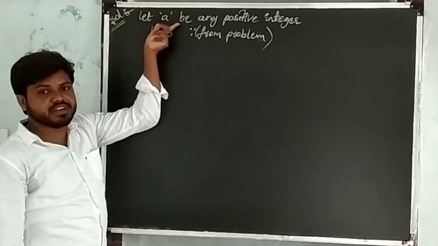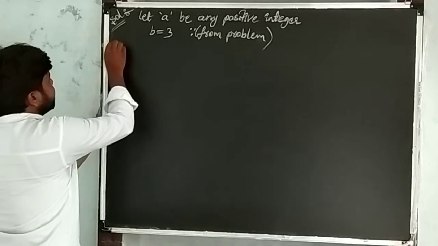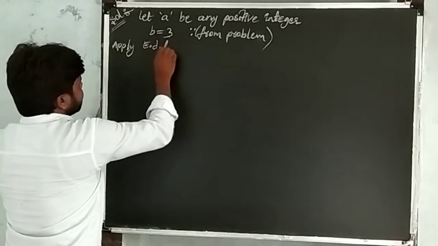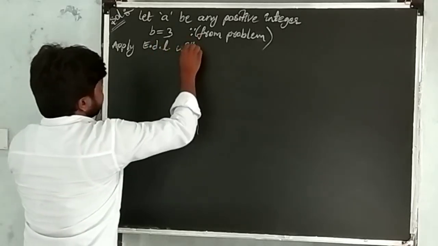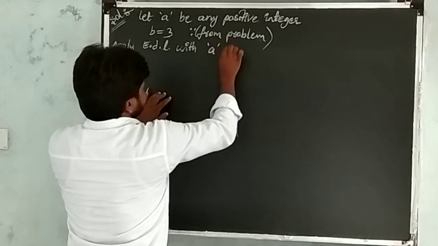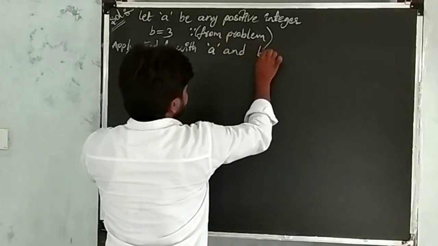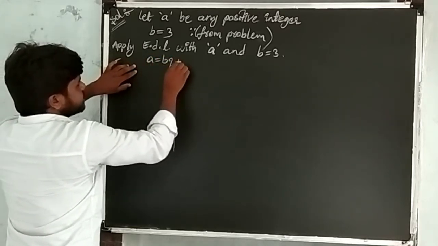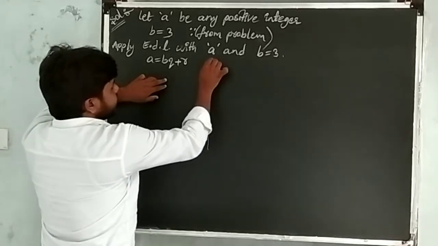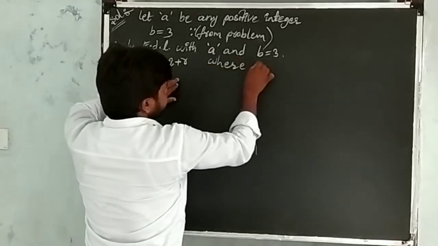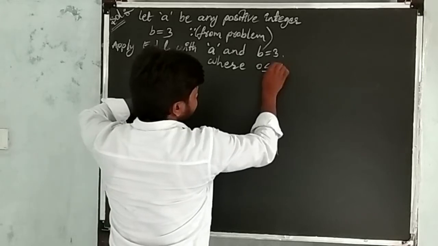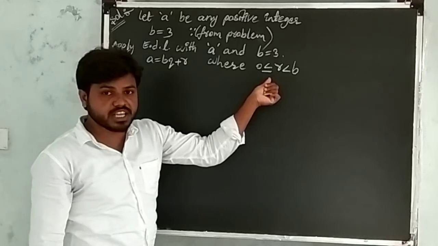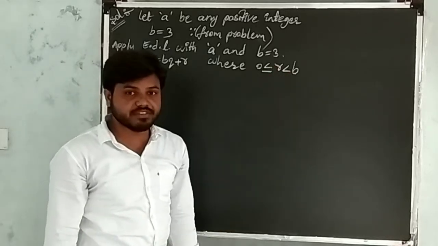I am applying Euclid division lemma with the a and b values. The b value here is 3. What is Euclid division lemma? a equal to bq plus r, where the remainder is more than or equal to 0 and it is less than the divisor.